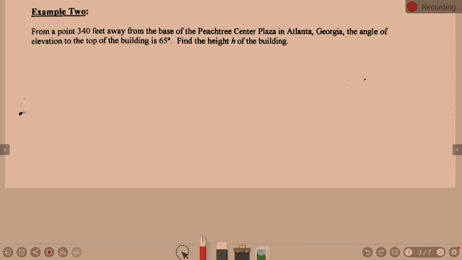Now, I'm not saying you need a picture, but that's always my go-to here: let's draw a picture. From a point 340 feet away from the base of the Peachtree Center Plaza in Atlanta. So, here is my very fancy building. Okay? That's what I draw for buildings. You can be even less fancy than me and just draw a line. But I'll get it here. This is my plaza. From a point 340 feet away from the base.